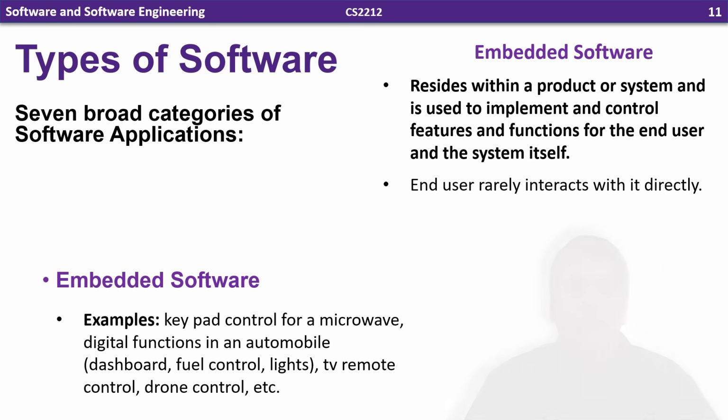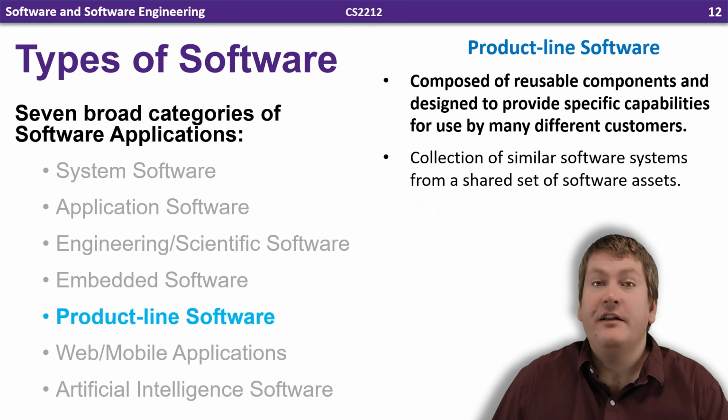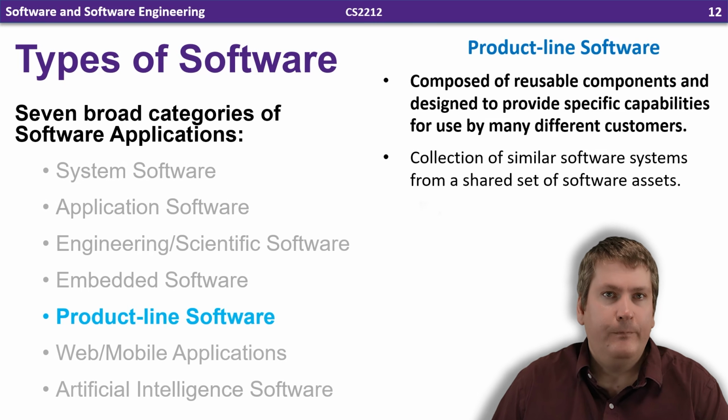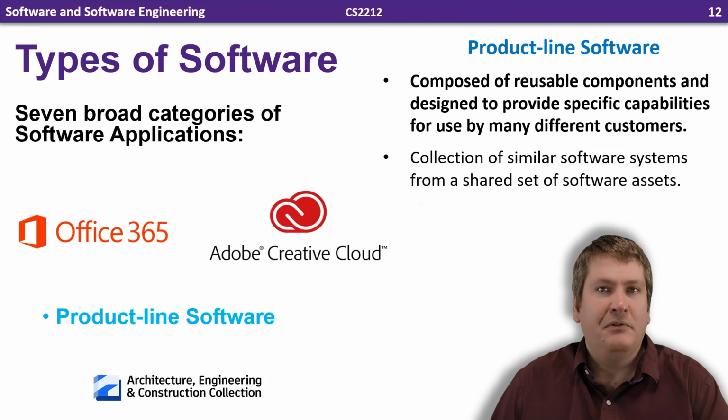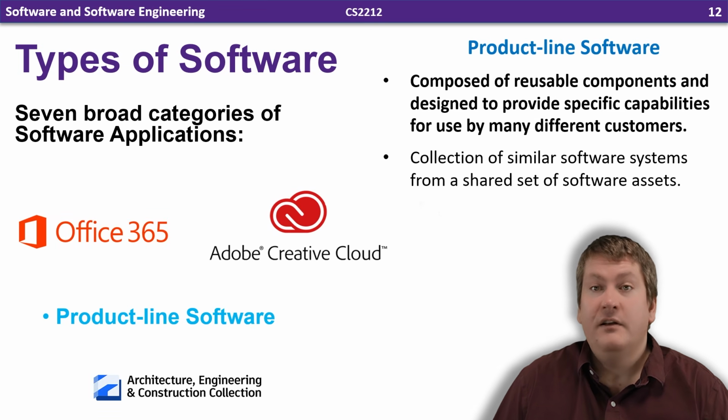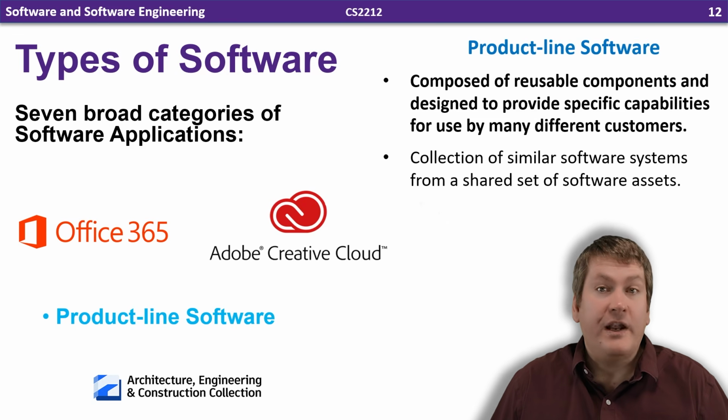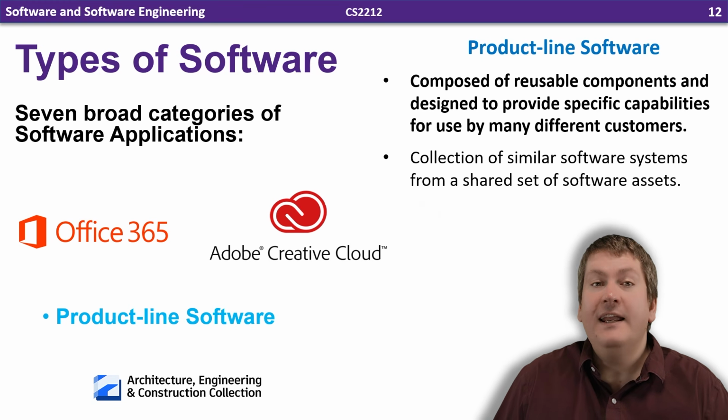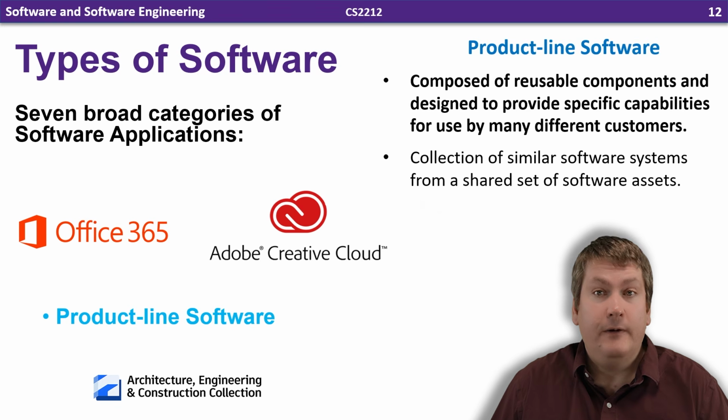The next category is product line software. What sets this category apart is the use of reusable components, assets, and designs to create a range of similar products. One example that you've likely used before is Microsoft Office. Microsoft Office is a collection of applications including Word, Excel, PowerPoint, and others that provide a range of different functions. But the key here is that they reuse components and designs in each application.